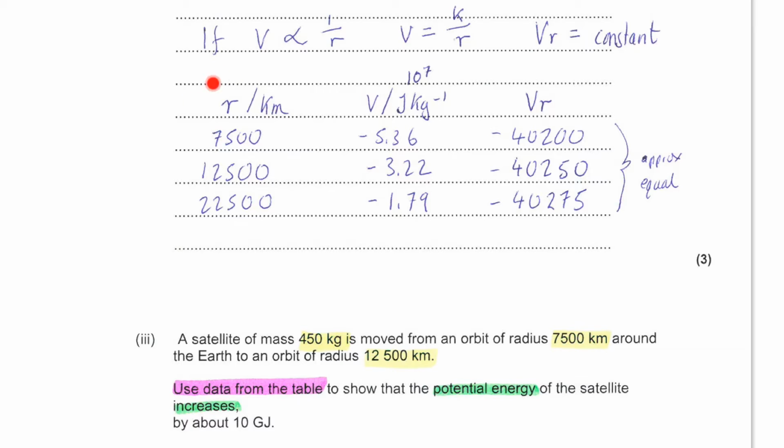So this part is just a copy of what was in the table, and all I have done is multiply the pairs of values to give these 3 answers. Finally, it would be good to comment that these 3 values are approximately equal.